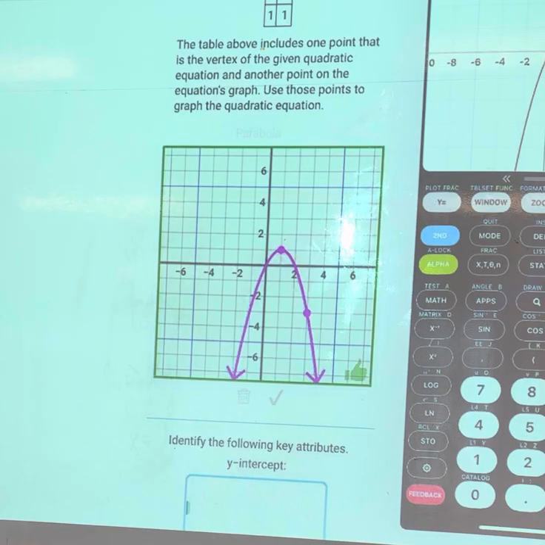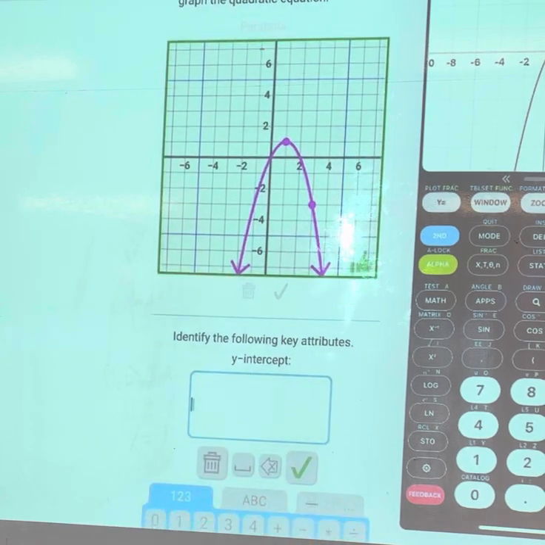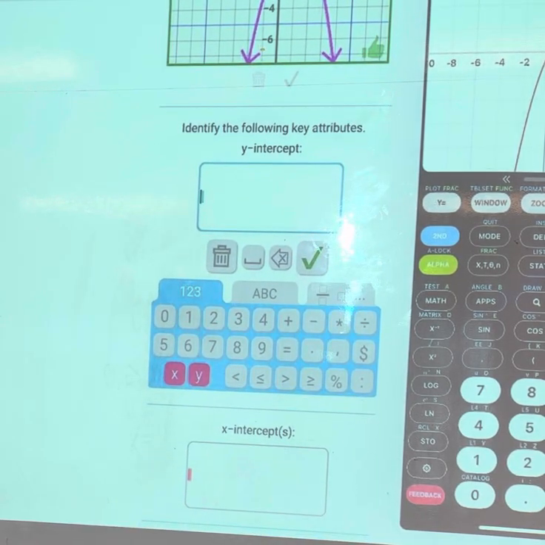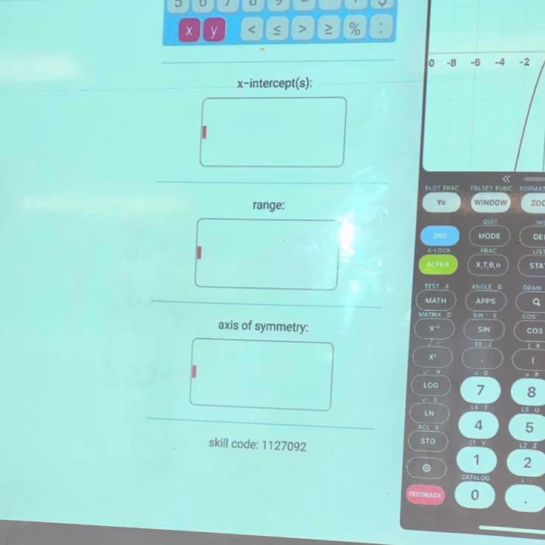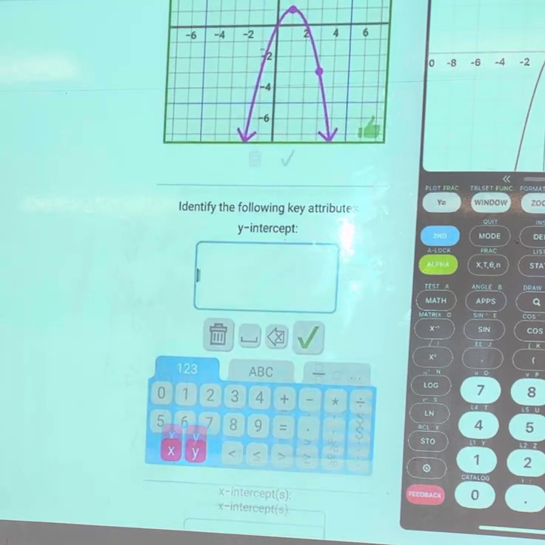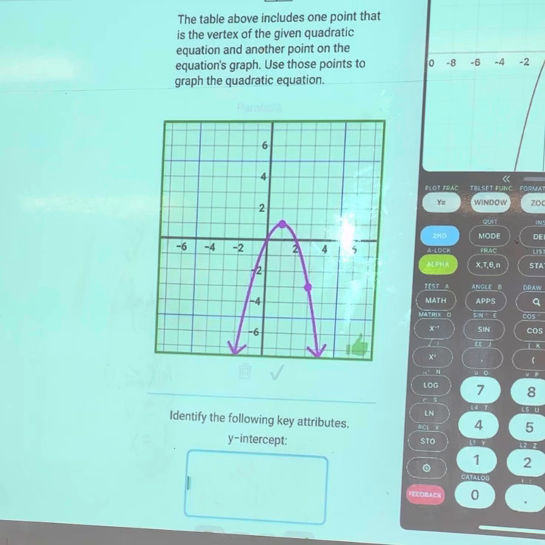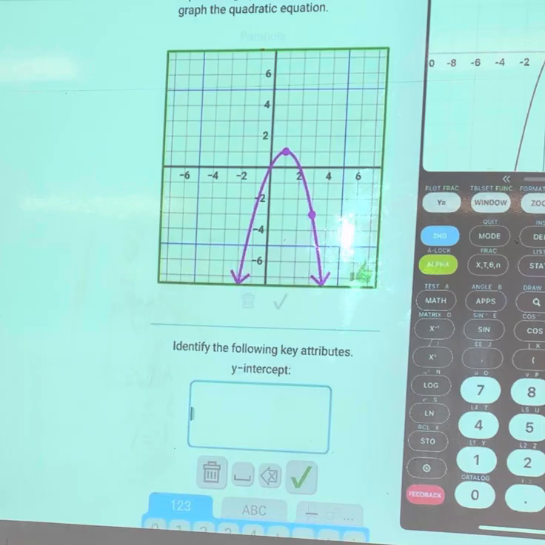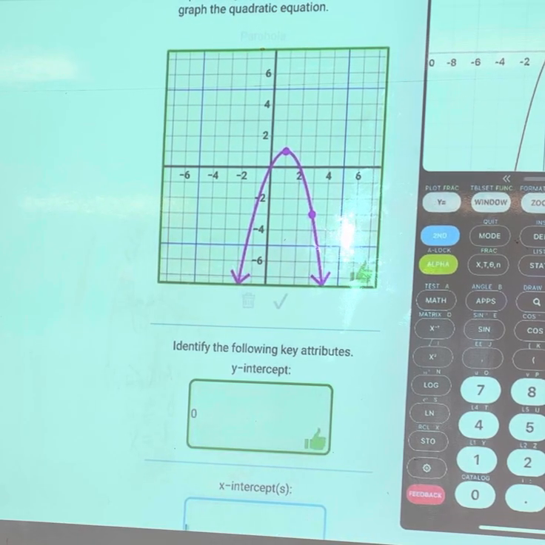Okay? And then you're going to be answering the same questions as we've done. So again, I would recommend answering them in this order. I like to know what my, and it goes y-intercept first. So y-intercept, x-intercept. So what's the y-intercept? So again, we can answer it as ordered pair or just a number. 0. 0. Very good. So hit 0 and check. Okay. Good job.